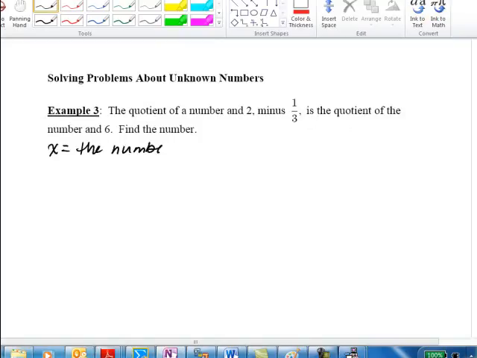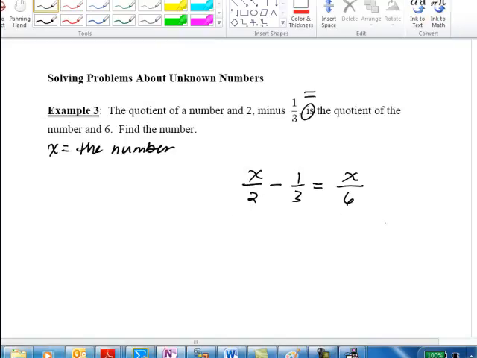That's what our variable should represent. And then we want to translate this sentence into an equation, and as usual we want to just focus on where the equal sign is. So to the left of the equal sign we want the quotient, so we're talking about division of a number and 2, and then we're supposed to take away a third, is or equals the quotient of the number and 6.